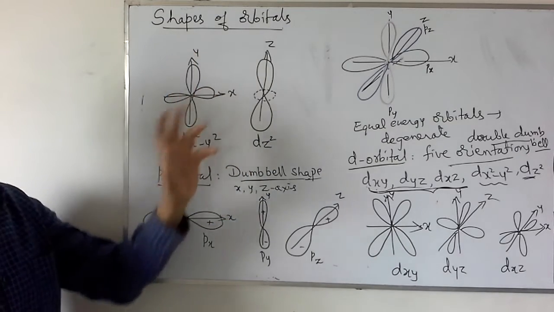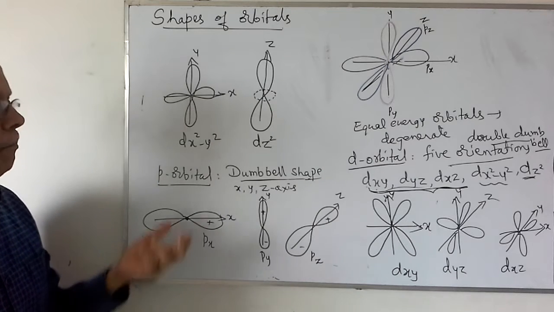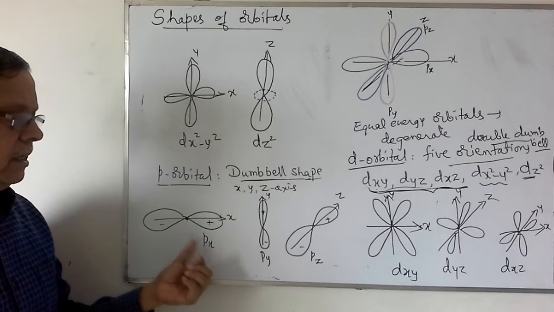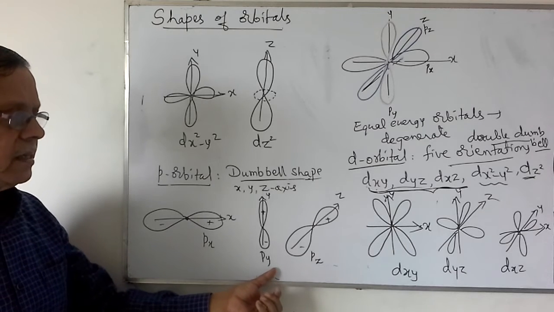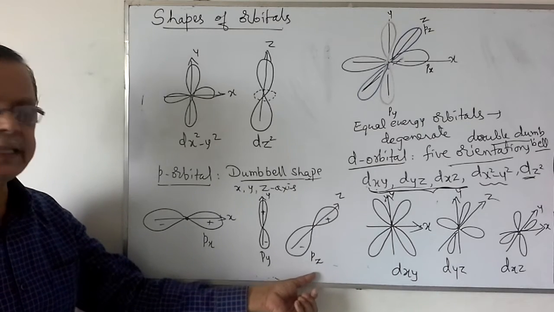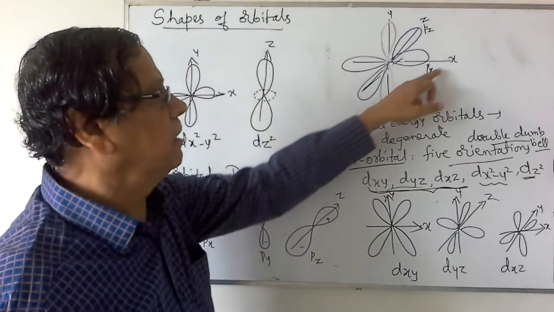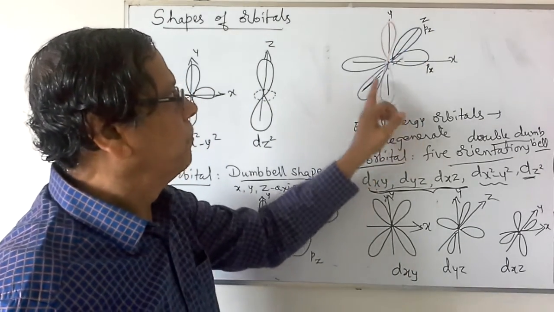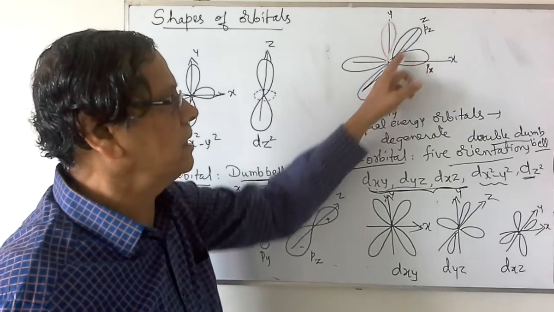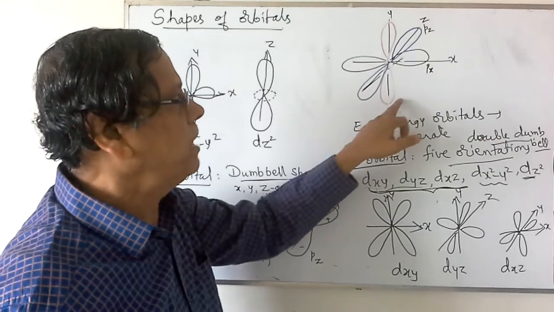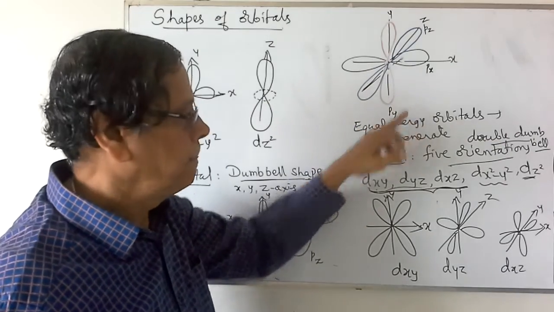S orbital is having the spherical shape. P orbital is having dumbbell shape, that is along the x-axis it is px, along the y-axis it is py, along the z-axis it is pz. When we write all the three together, we write these x-axis, y-axis and z-axis containing the lobes. Therefore it is px, py and pz orbitals.